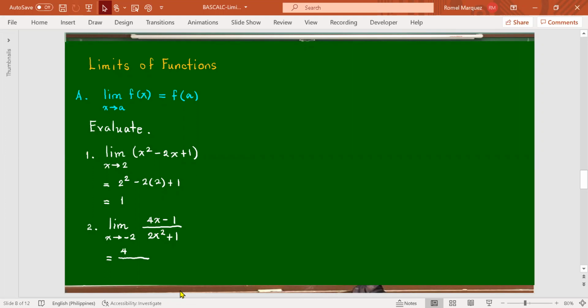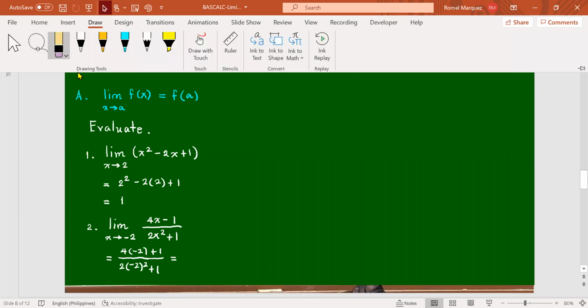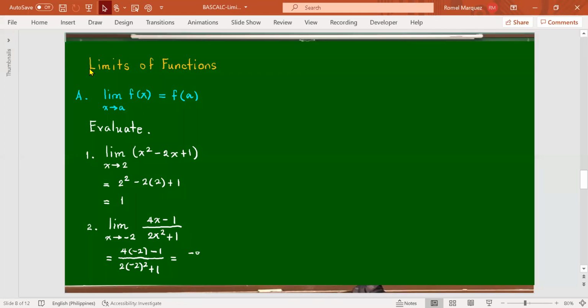4 times -2 plus 1, all over 2 times (-2) quantity squared plus 1. And this is equal to, it is -1 in the numerator. So it is -9 over 2 times 4, that is 8 plus 1, 9. Am I correct, guys? So what's the limit? -1, okay?